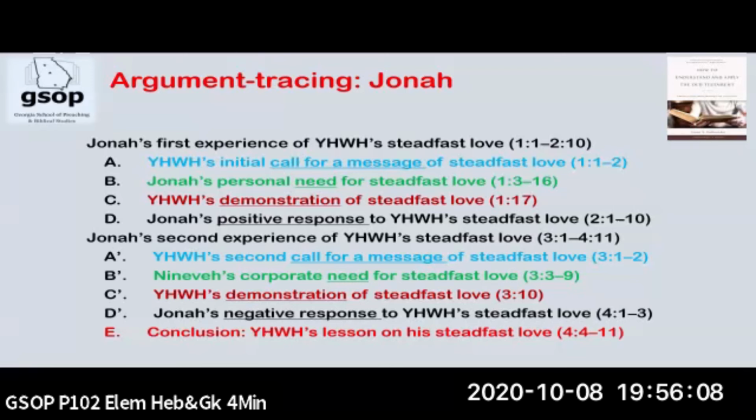And then, of course, that's the parallel. This is the point, okay? Two major emphases of God's steadfast love in two very structured approaches: A and A prime, B and B prime, C and C prime, D and D prime.